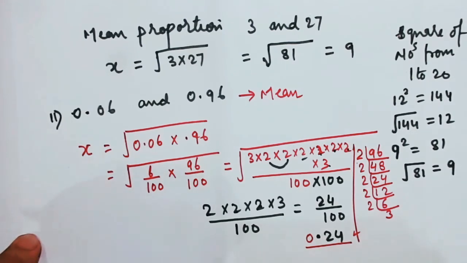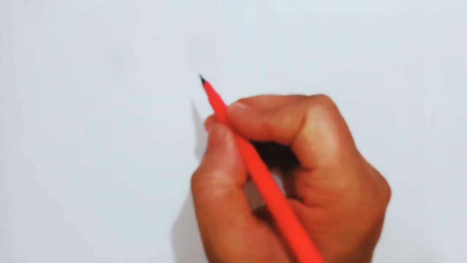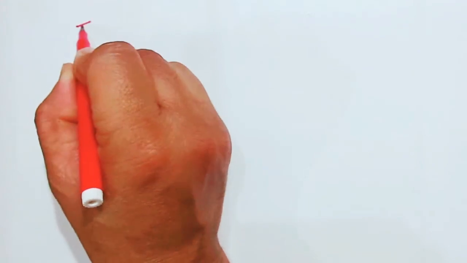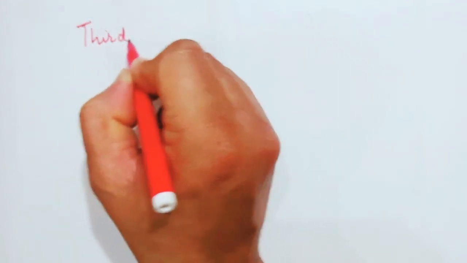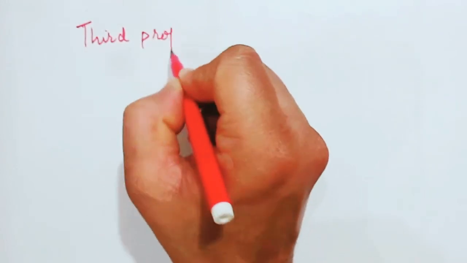Now using the same continued proportion, we shall also find the third proportional. For example, you have numbers like 4, 36 and 18. Let us concentrate on this, third proportion.